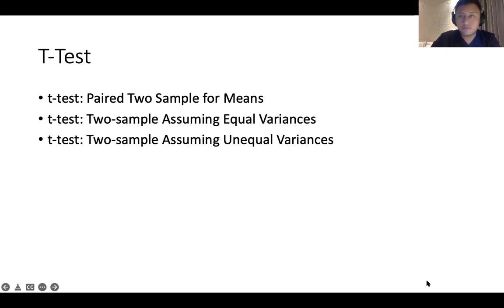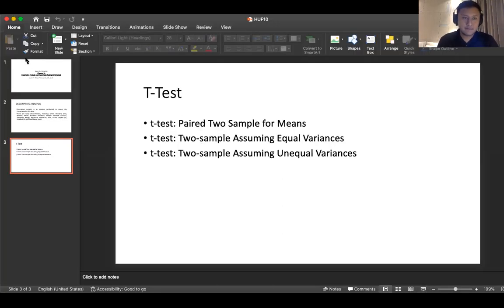Okay, so right now we will learn how to do the three t-tests. The first one is paired two sample for means. The second one is two sample assuming equal variances. And then the third one is two sample assuming unequal variances.